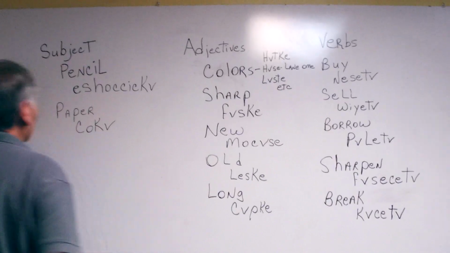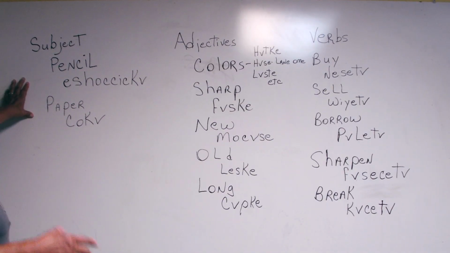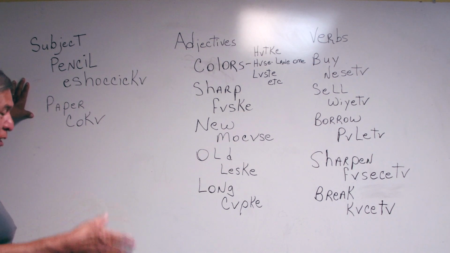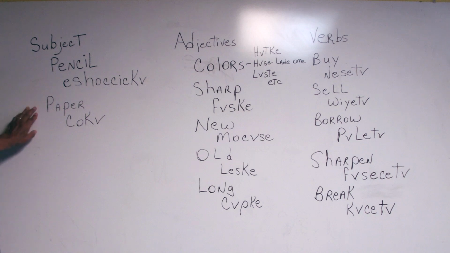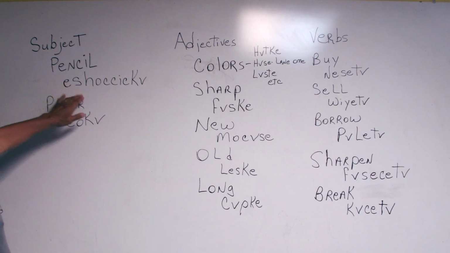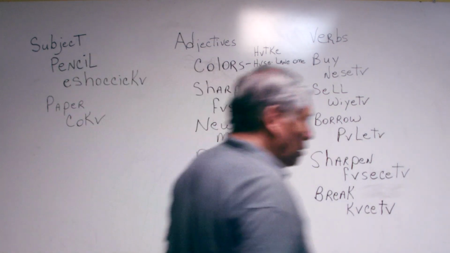Today we're going to talk about just simple stuff. We're going to talk about something you might have on your desk, or if you're going to school, a pencil and paper. So the word for pencil is Eshoccickv.